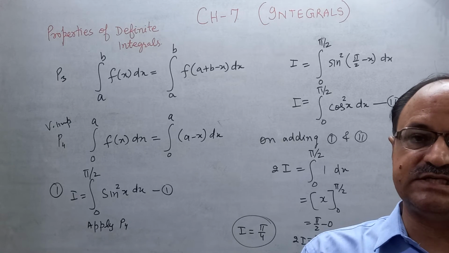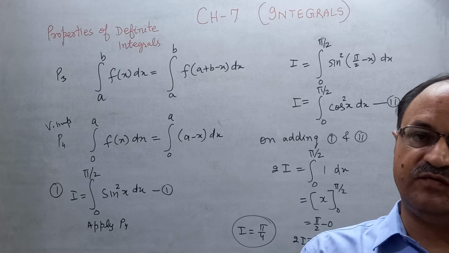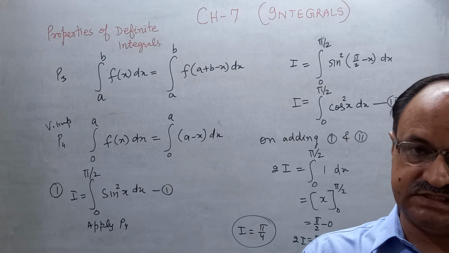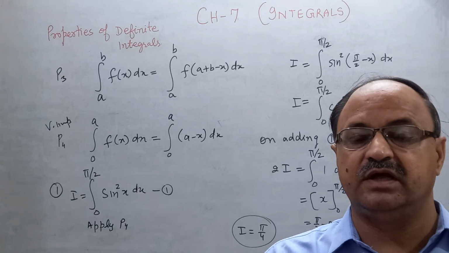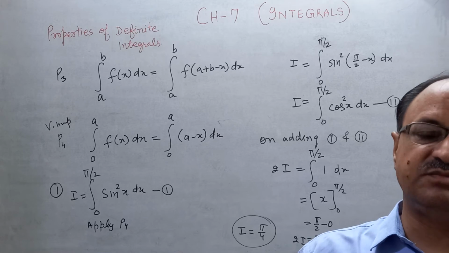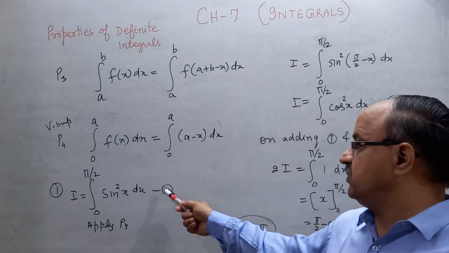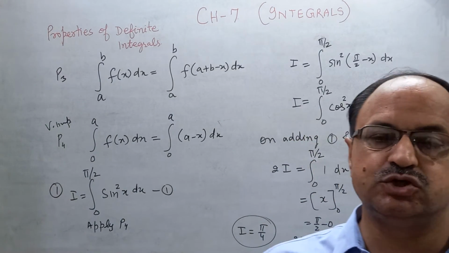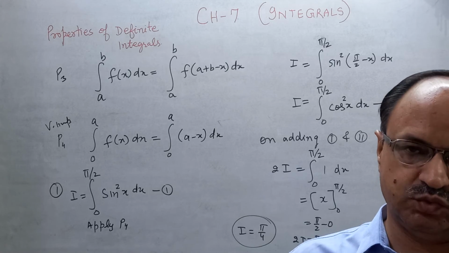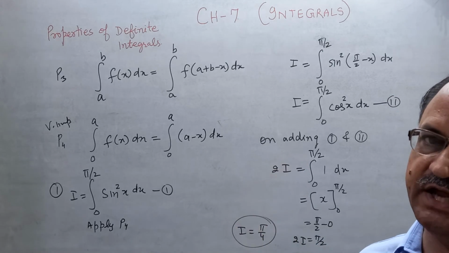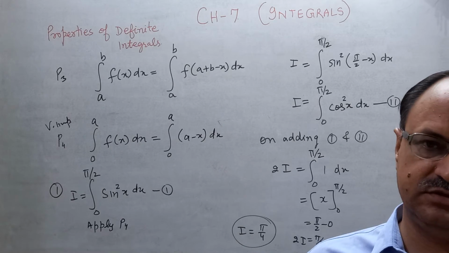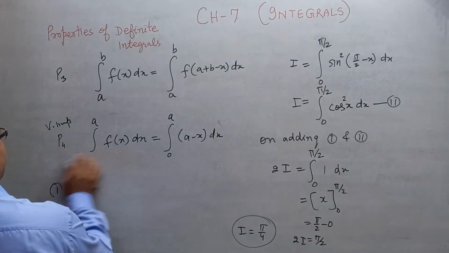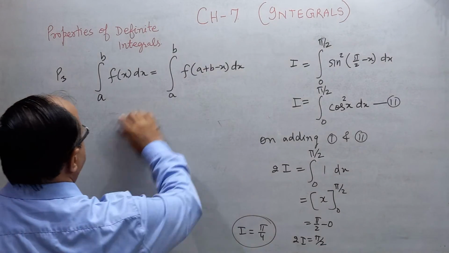It means in that case we don't apply P4. In that case we apply P6. Correct? This is the main point of P4. Sometimes we apply P4, and in the second equation the question is simplified. That is, there is no need for adding equation number 1 and 2. Thus in the second equation directly you can solve for the integration. Clear? This is property P4.